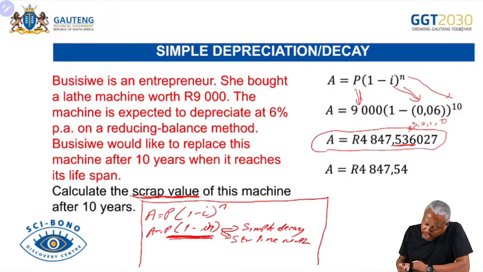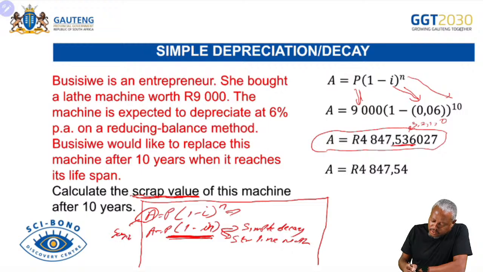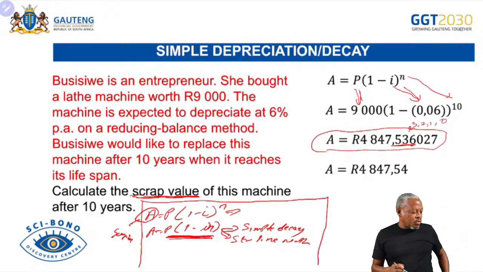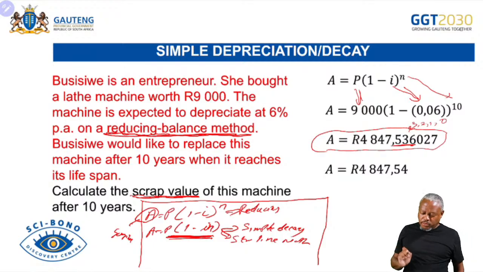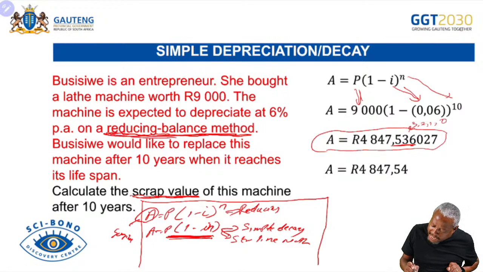But when it comes to this one, you can see that one. Also, this one is called the scrap value. You must be able to identify the two. So it's also called the reducing. This one is the reducing balance method. I like it. You will be told. You will always be told: depreciate at 6% per annum on reducing balance method.